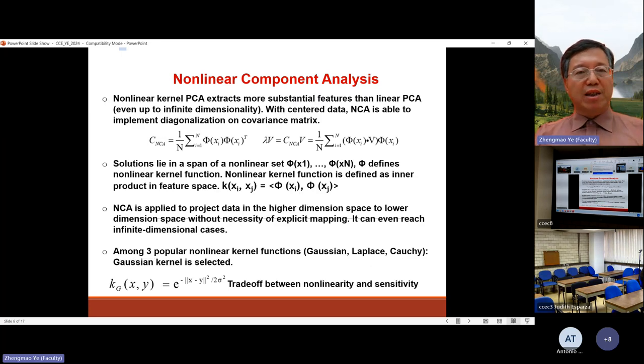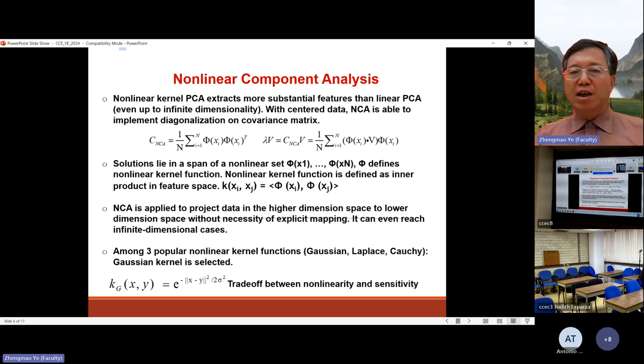So if we want to expand from PCA to NCA, that turns out to be the nonlinear kernel PCA. It extracts more substantial features than the linear PCA because it can reach up to infinite dimensionality. With the centered data, NCA is able to implement the diagonalization on the covariance matrix once again. So now the solution lies in another span of a nonlinear set. Phi right here simply refers to the nonlinear kernel function. The nonlinear kernel function is defined as an inner product in the feature space.